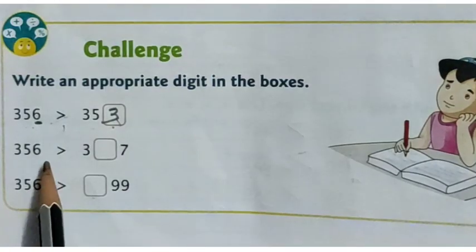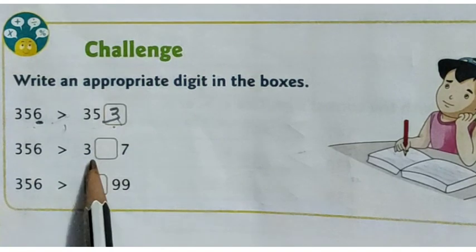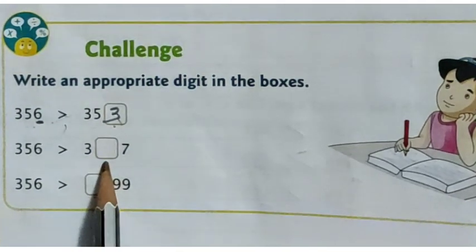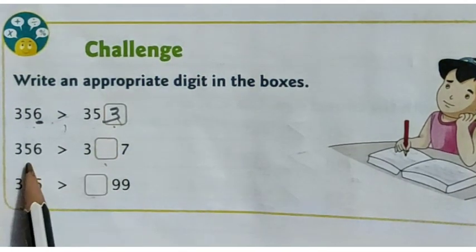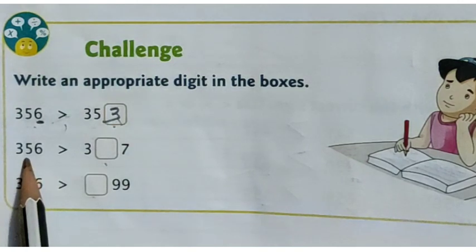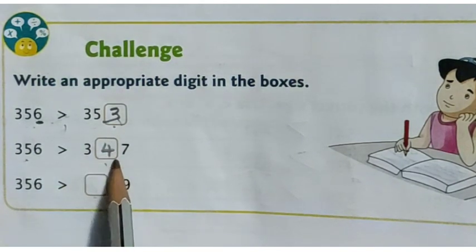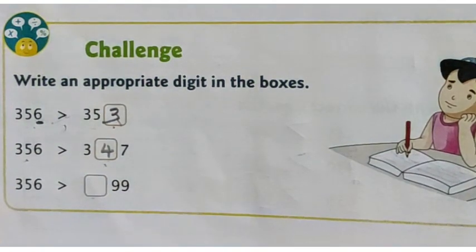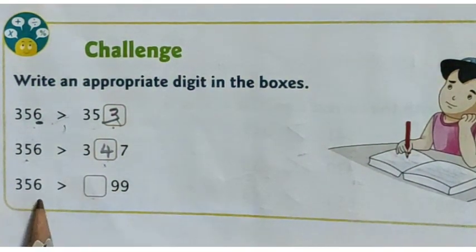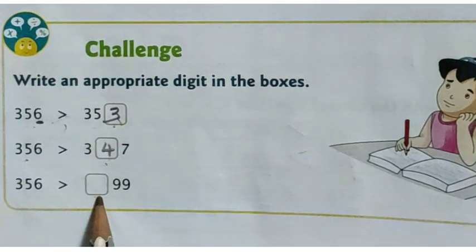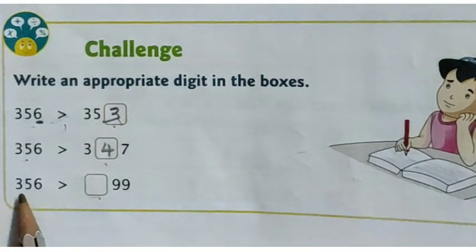Next question, 356 is greater than. A box is given in the middle. That means it is the tens place. Now compare the tens place. Here it is 5. You have to write a number less than 5, from 1 to 4. So I will write it as 347. I have written 4 in the box. The next sum you try, children. Here the hundreds place is empty. So you have to fill in a number that is less than 3.